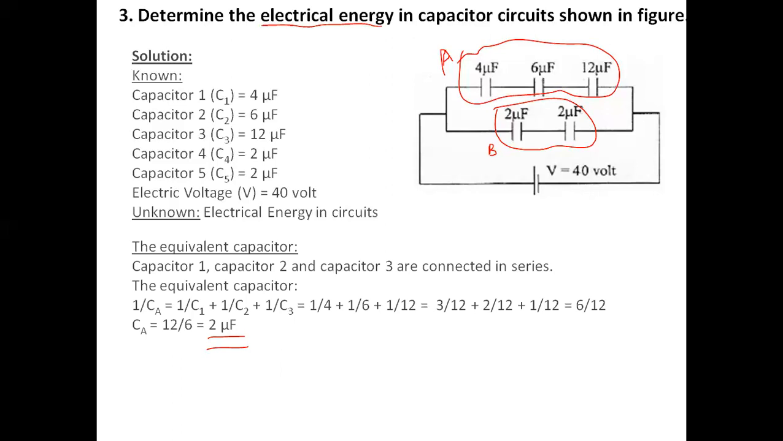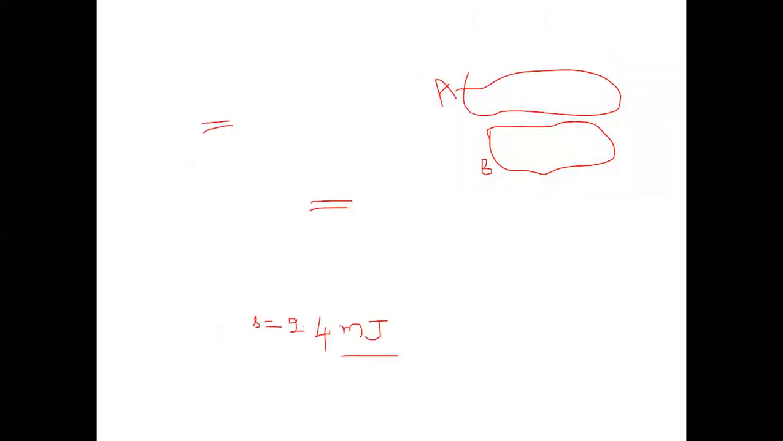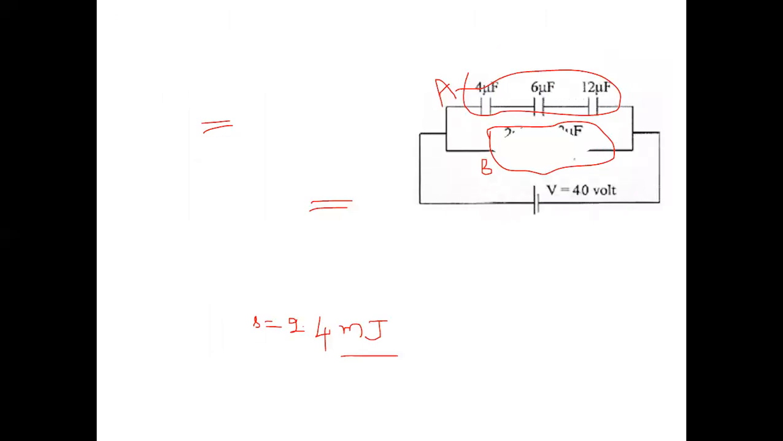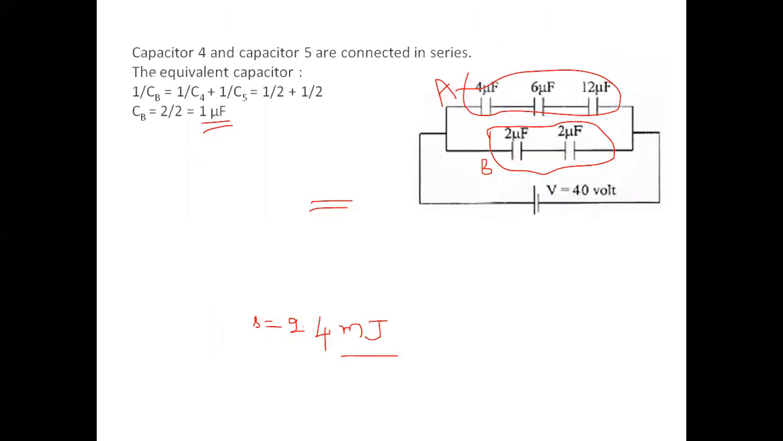Coming to the second part, again in a similar way, because these two are connected in series, we need to use this formula. Either you can take 2 into 2 by 2 plus 2, because only 2 capacitors, you will get 1 microfarad. Or you can take 1 over 2 plus 1 over 2. In that way also you can find 2 by 2 equal to 1. You see in that circuit, second part we are finding here. CB equal to 2 by 2, that is 1.